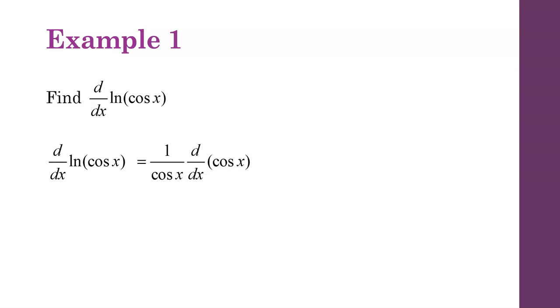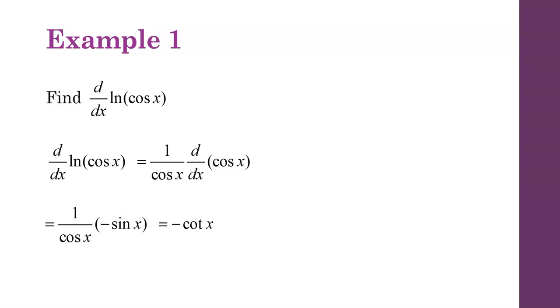And then we do need to apply the chain rule and take the derivative of the inside function, which was cosine x. And if you recall, derivative of cosine x is negative sine x. So now we have 1 over cosine x times negative sine x. And we can combine the two fractions together and get negative sine x over cosine x, or as you hopefully remember, sine x over cosine x is tangent x. So these two together give us negative tangent x as the derivative of natural log of cosine x.